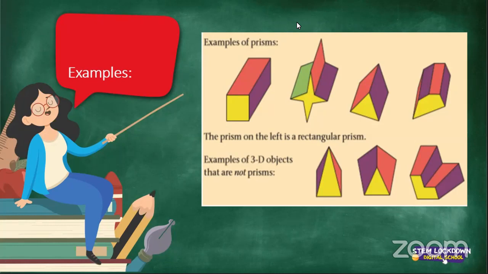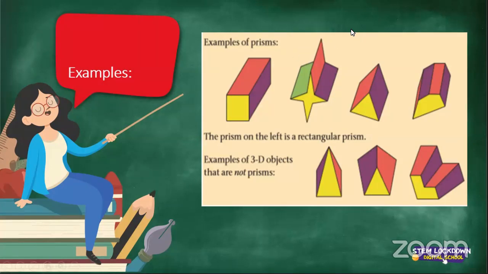Can I have someone else? Tandu. Yes. Hello. These four here on top, 1, 2, 3, 4. Tell me, are they prisms? Hello. Okay, I think we should move to the next one.